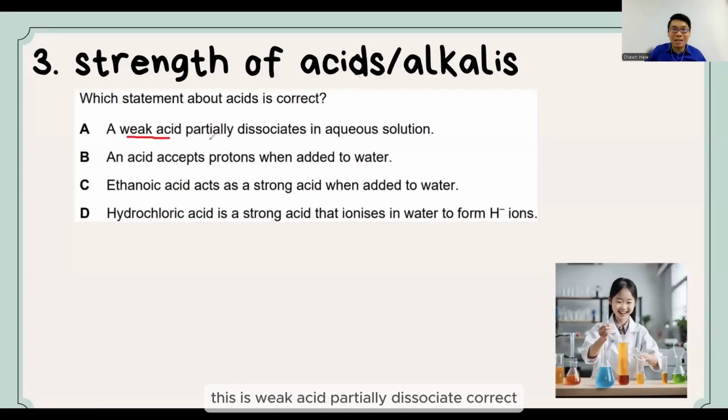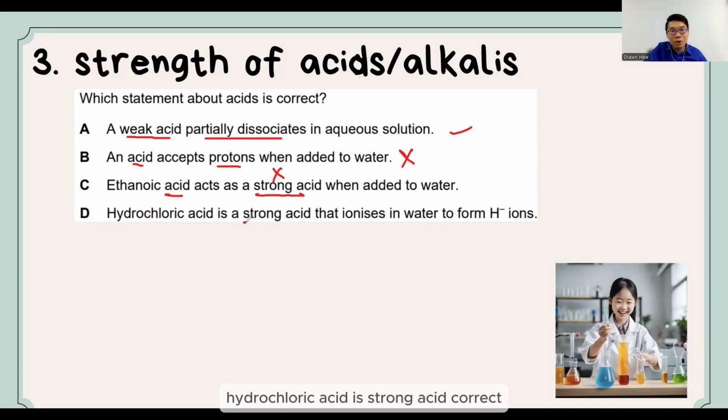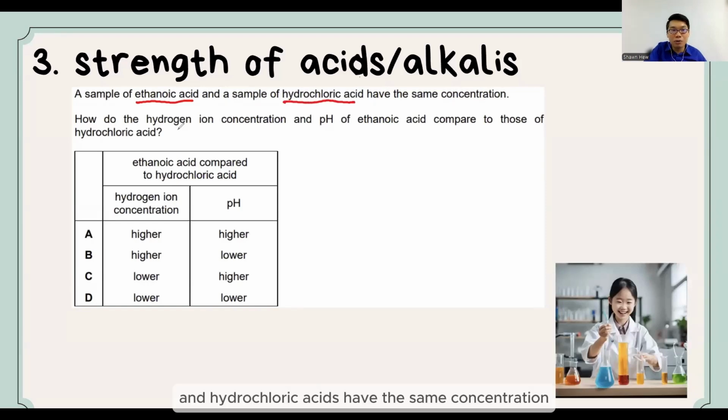Which statement about acids is correct? It says weak acid partially dissociates. Correct. Acid accepts protons? Oh no, acid is a proton donor. Ethanoic acid acts as a strong acid? No, all organic acids are weak. Hydrochloric acid is a strong acid. Correct. It ionizes in water to form hydrogen ion, which is the proton. So the answer is A.